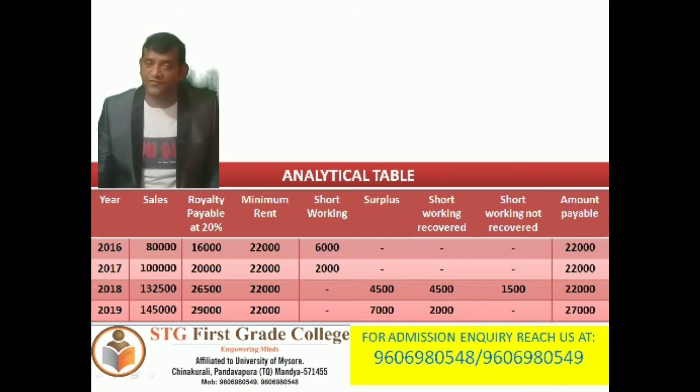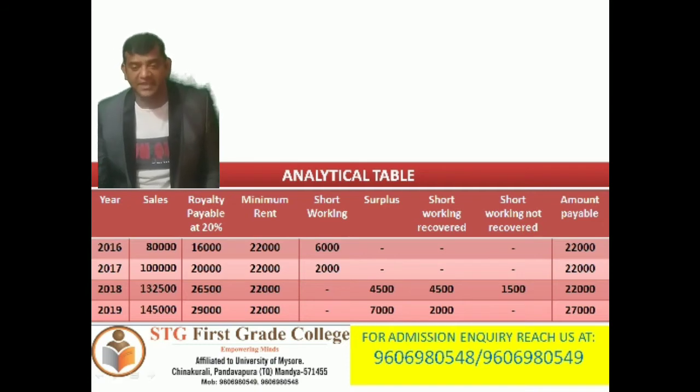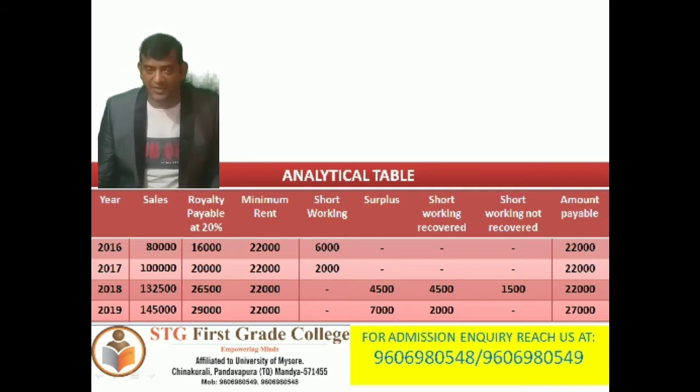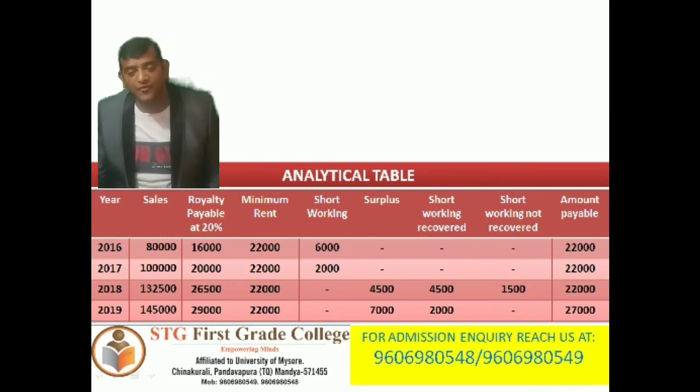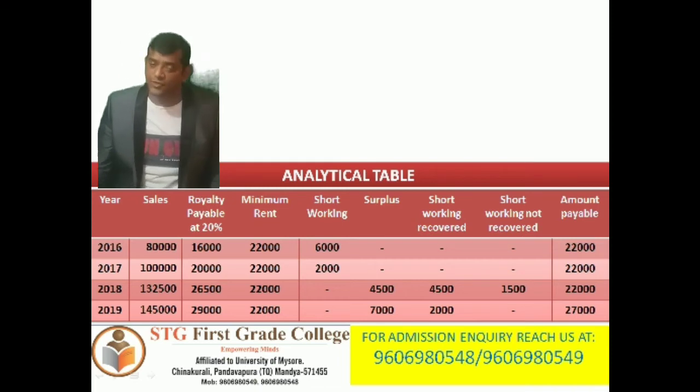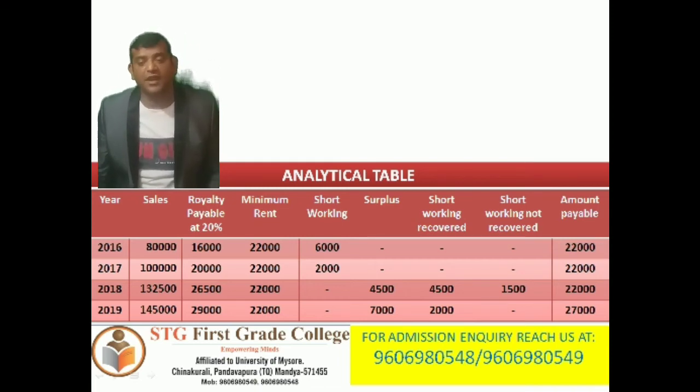That is, out of the first year 2016 short working of 6,000 rupees, in the second year we could recover 4,500 rupees. That is, after completion of 2 years, we could recover 4,500 rupees. So not recovered 1,500, and amount payable is 22,000 rupees.